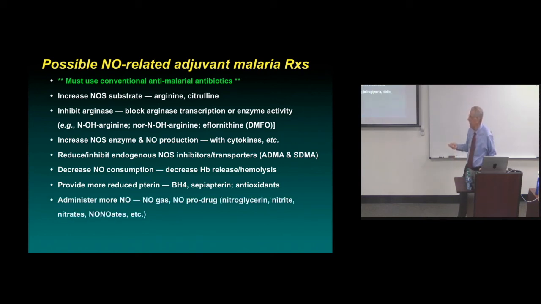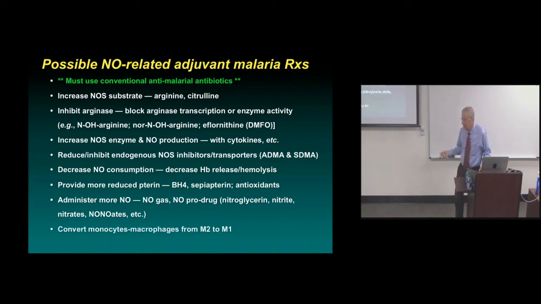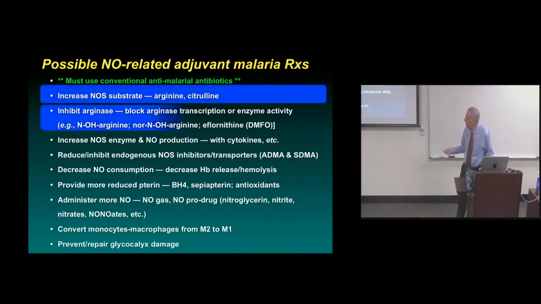You could administer more NO. This has been tried with NO, which comes as a gas. There are a couple of studies that have been published, and it did not work. The problem with those studies, we feel, is that it's given by inhalation. It doesn't get to all parts of the body well enough. And then you could change monocyte function so that they don't produce as much arginase and they have more nitric oxide synthase. That's hard to do. And then you could work on the glycocalyx. These are the ones that I think are reasonable, and these are being explored by us and by others too.